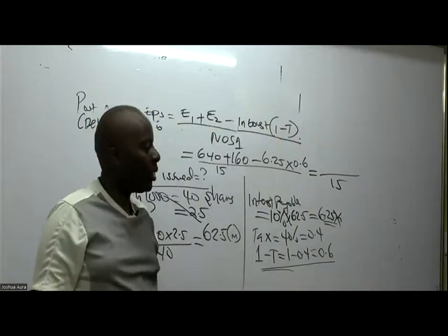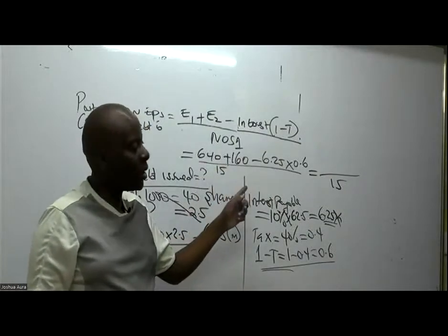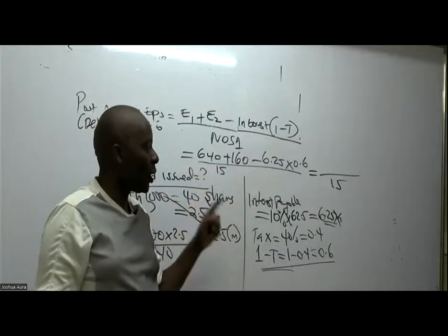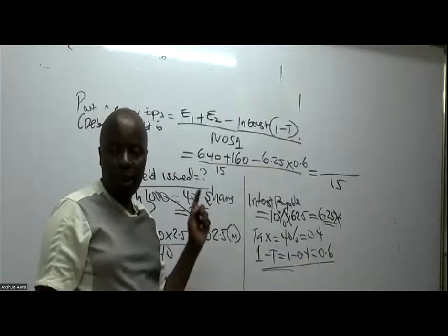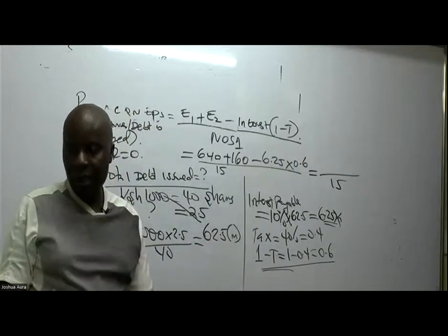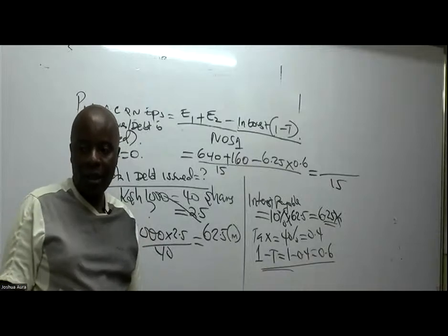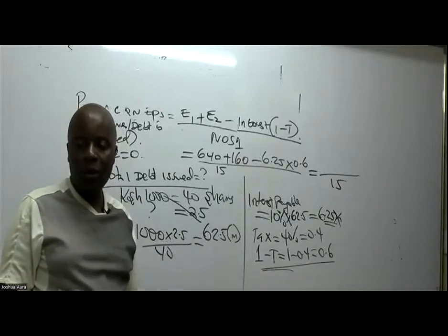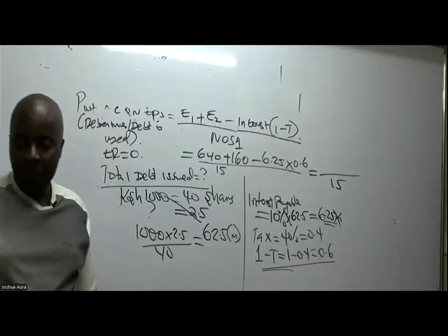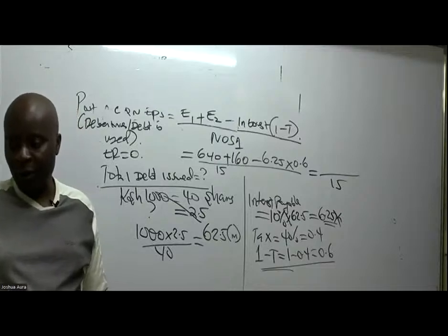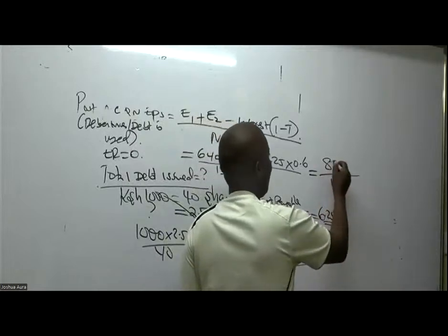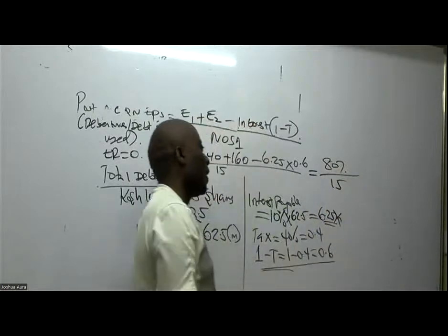How about the denominator? So we have 640 plus 160 minus 6.25 times 0.6 equals. Please give me this figure, the numerator. Please give me the numerator alone. 807, according to Mosioka, it's 807. So 807 divided by 15.